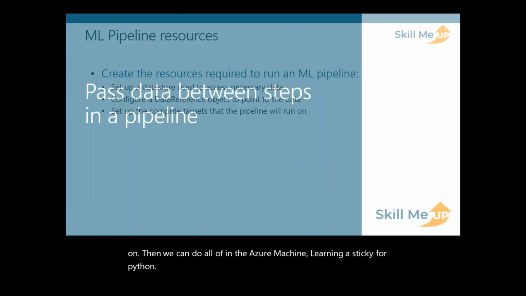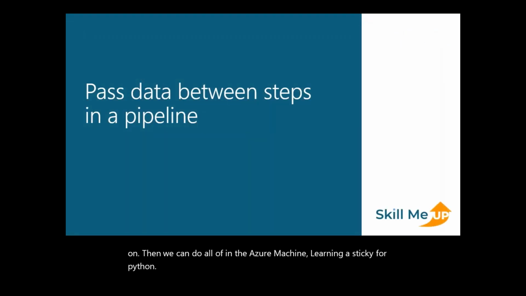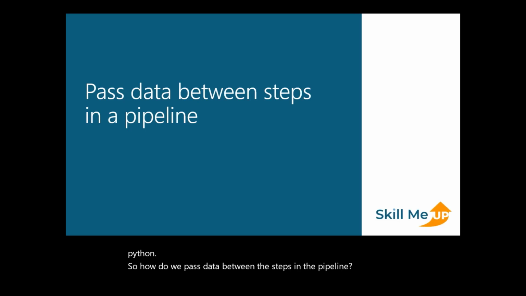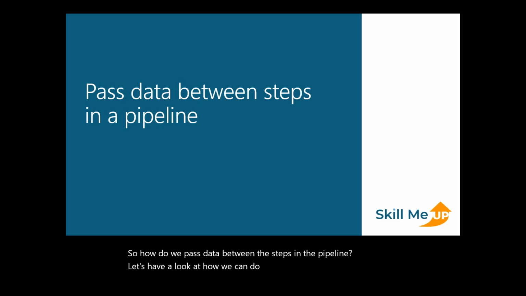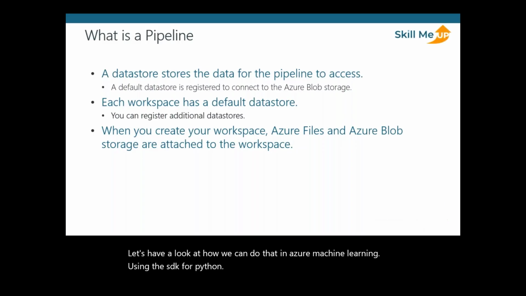So how do we pass data between the steps in a pipeline? Let's have a look at how we can do that in Azure Machine Learning using the SDK for Python. So when we collect the pipeline, we need to understand which data we are looking at, and we need to understand which workspace the data is in. The data store is stored in the individual workspace. Then when we create the workspace, we can attach that storage to it.